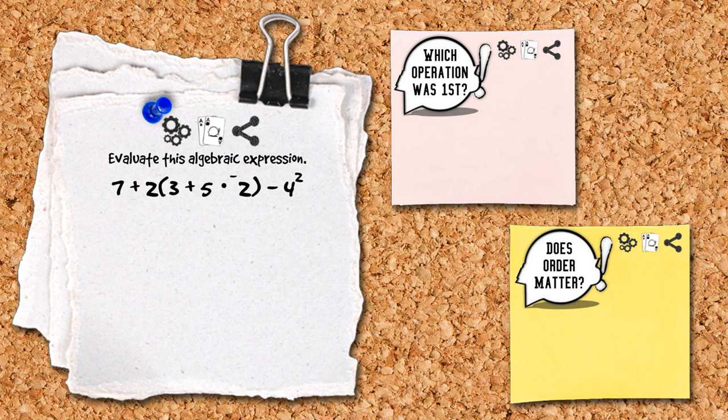Use your prior knowledge to attempt to simplify and evaluate this algebraic expression. Then ask yourself the following questions. Which operation was first? And does the order in which you attempt the individual operations matter?